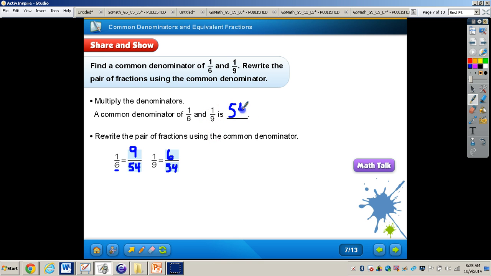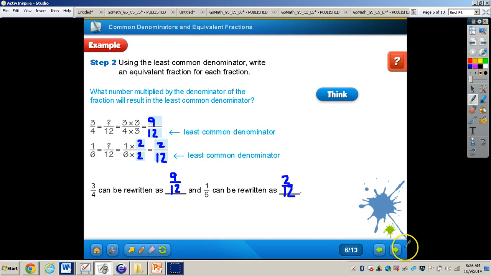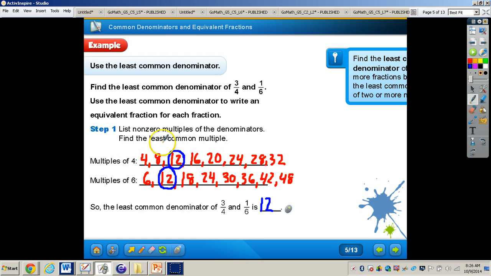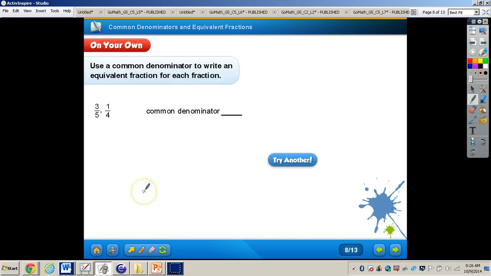Is that the least common denominator? It is not, but that is a common denominator. And it's important to know that finding a common denominator is very easy, just multiplying by the opposite denominator. But for finding the least common denominator, it's important to go through the steps that we went through when we were listing the multiples.